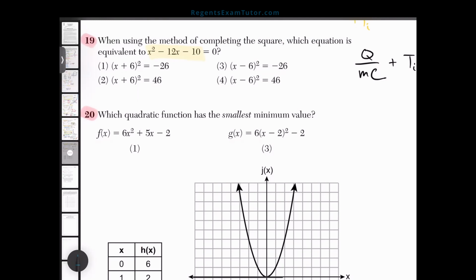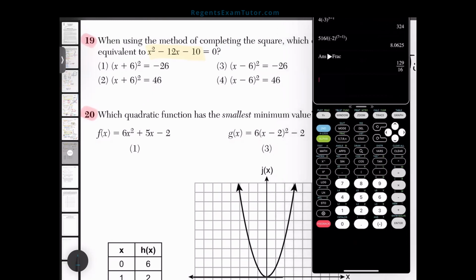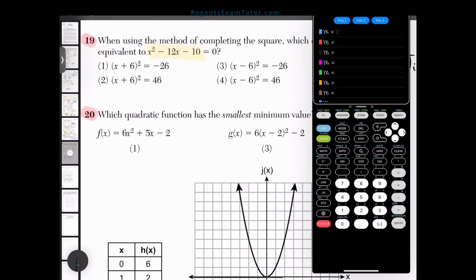So instead, why don't we use the tools at hand, like the calculator, and go ahead and graph every one of the answer choices to see which one matches the equation in the question. The only thing we have to watch out for is that the answer choices are not set equal to 0, so all we have to do is set them equal to 0 by adding 26, in this case, to both sides, subtracting 46 to both sides on answer choice number 2, and so on for the other ones. Then we can graph them because they would all be equal to 0, just like the equation in the question.